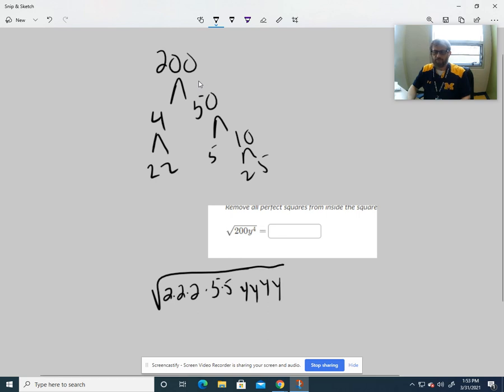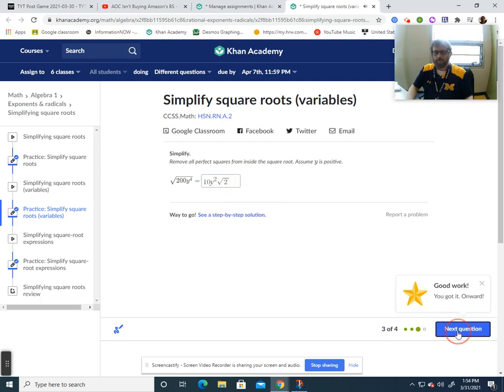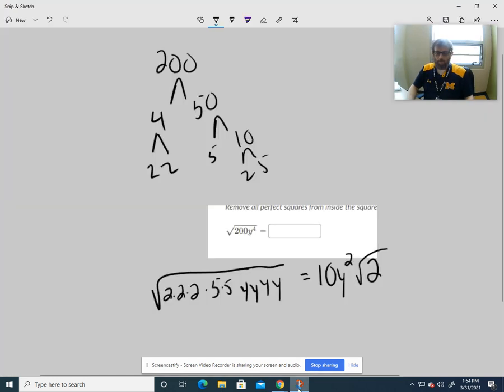So a pair of 2's gets me a 2 outside. A pair of 5's gets me a 5 outside. And the pairs of y's, 1 y, 2 y's outside. So I've got a 2 and a 5, that's 10. I've got 2 y's, and the only thing left underneath the square root is the straggler, the thing that didn't pair up with anything, that one last 2. So we have 10y squared times the square root of 2. Last one.